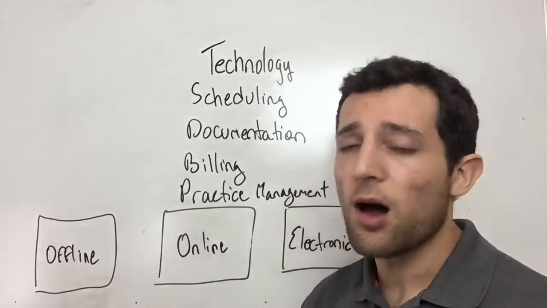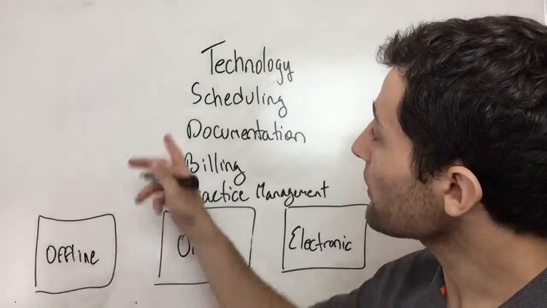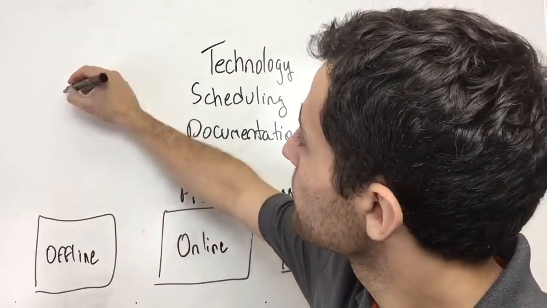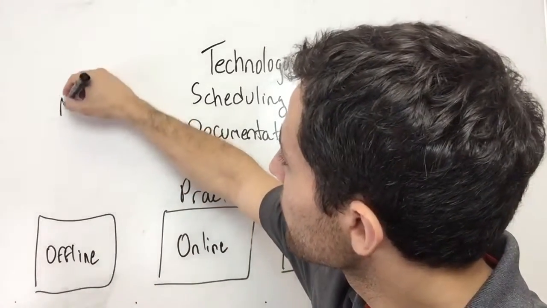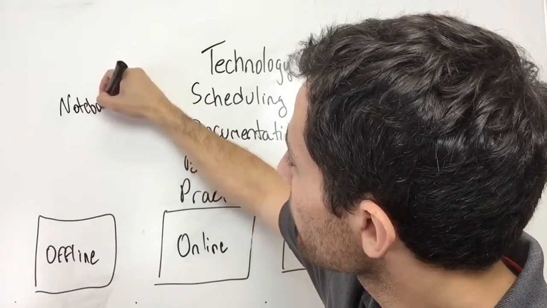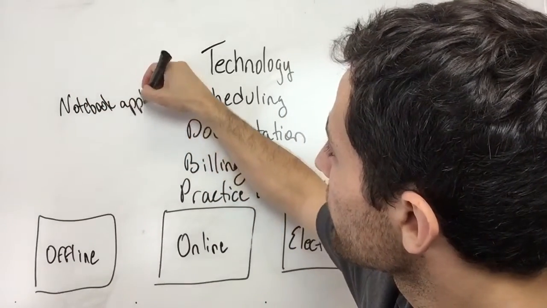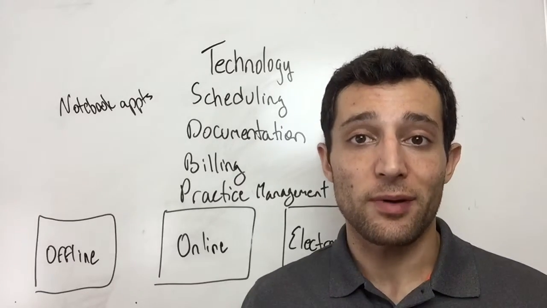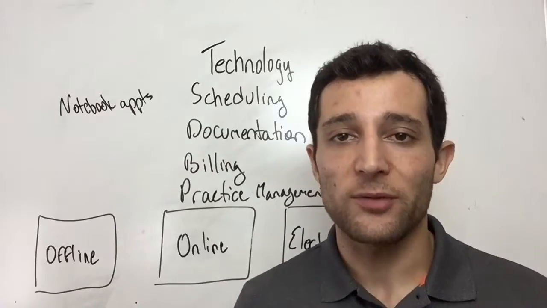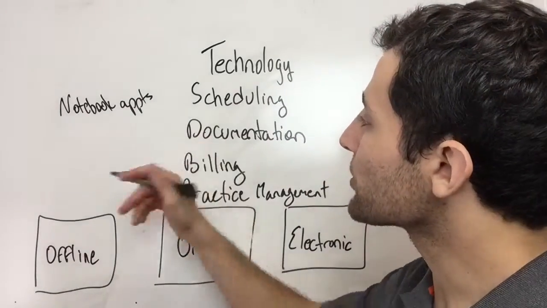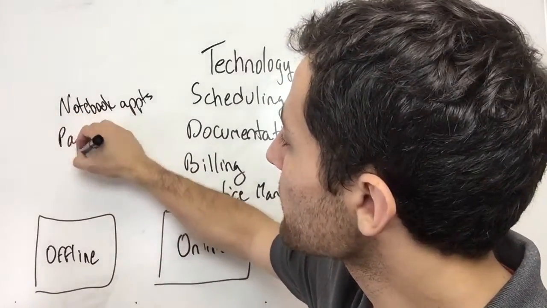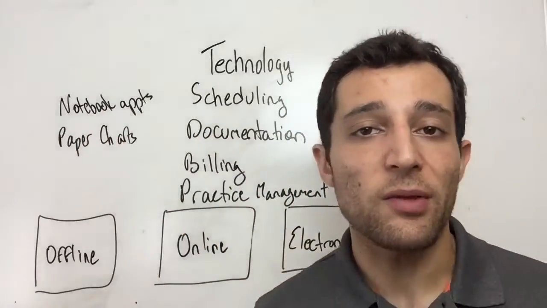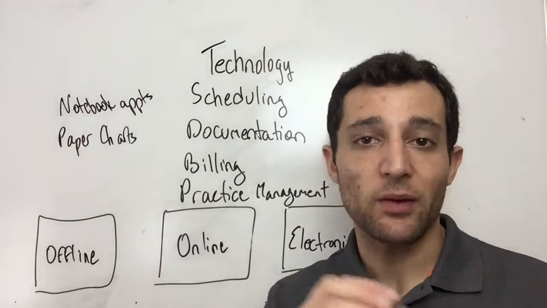So when we talk about offline technology, the examples here are going to be things like, we're going to call it notebook appointments, right? That's when you're scheduling appointments using an actual book, right? An actual bookkeeper keeps track of your appointments. That's when you're going to be doing paper charts, right? So you've got, let's call them paper templates, paper charts. That's when you're doing your documentation basically by hand.